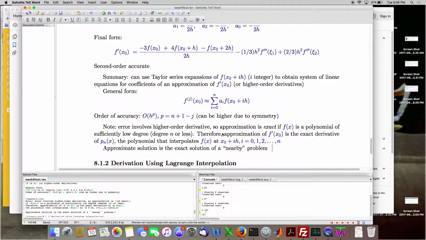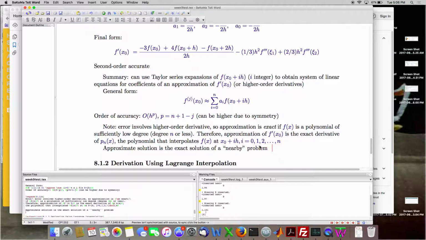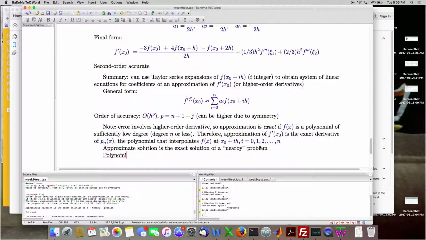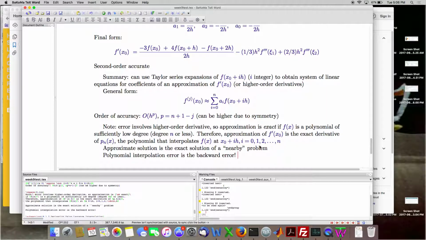Now, this notion of the approximate solution being the exact solution of a nearby problem, what concept from when we talked about error analysis did that lead to? We use that to define what kind of error? We've only seen a few different kinds of error in this class, so backward, specifically. So in other words, the polynomial interpolation error is a backward error.